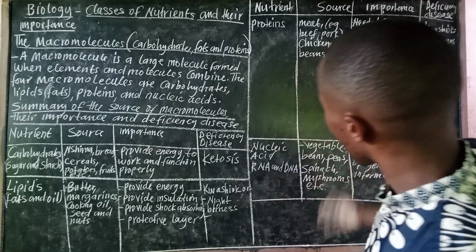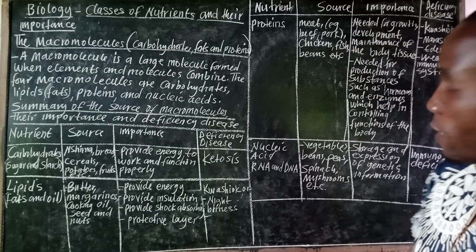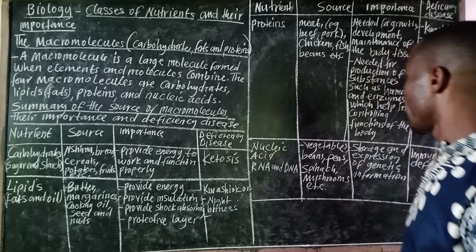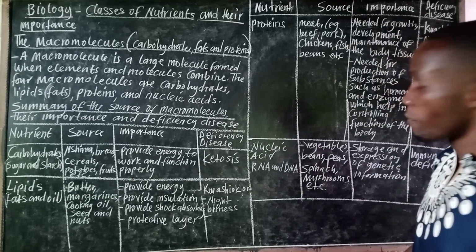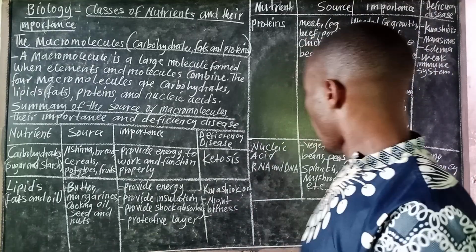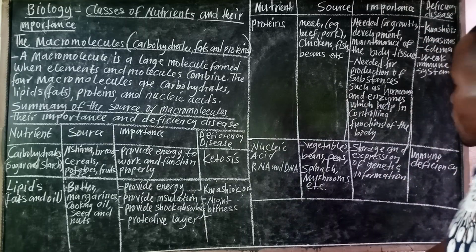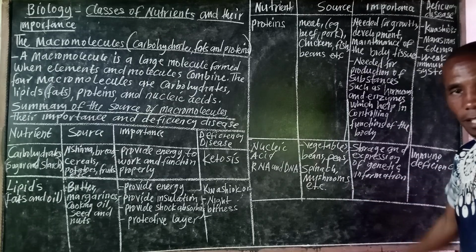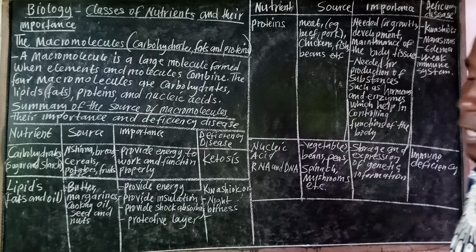Then we go to the last one for today's lesson. We have nucleic acid, that is the ribonucleic acid and deoxyribonucleic acid. Okay, now the source of RNA and DNA is vegetables. That's where you can find nucleic acid. Vegetables, beans, peas, spinach, mushrooms. Okay, so now what's the importance of these acids? One of them is the storage and expression of genetic information. So it actually stores and expresses genetic information.